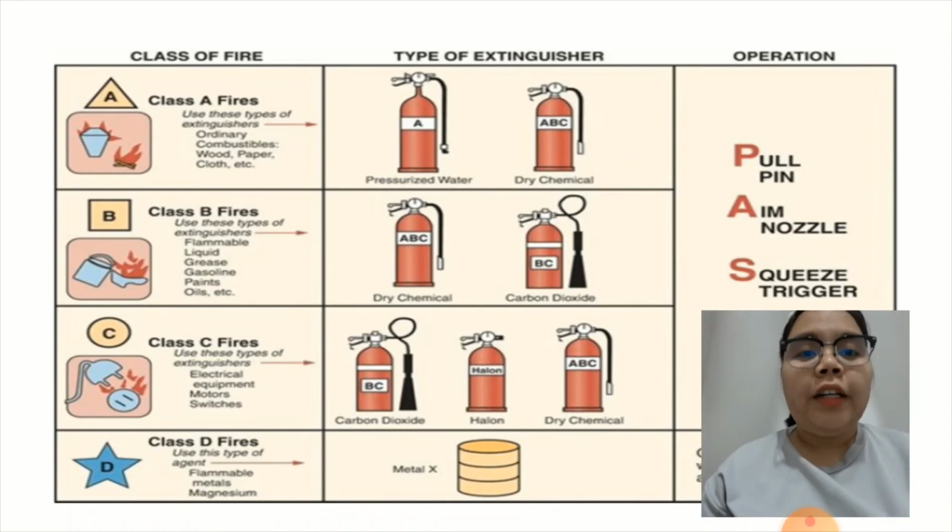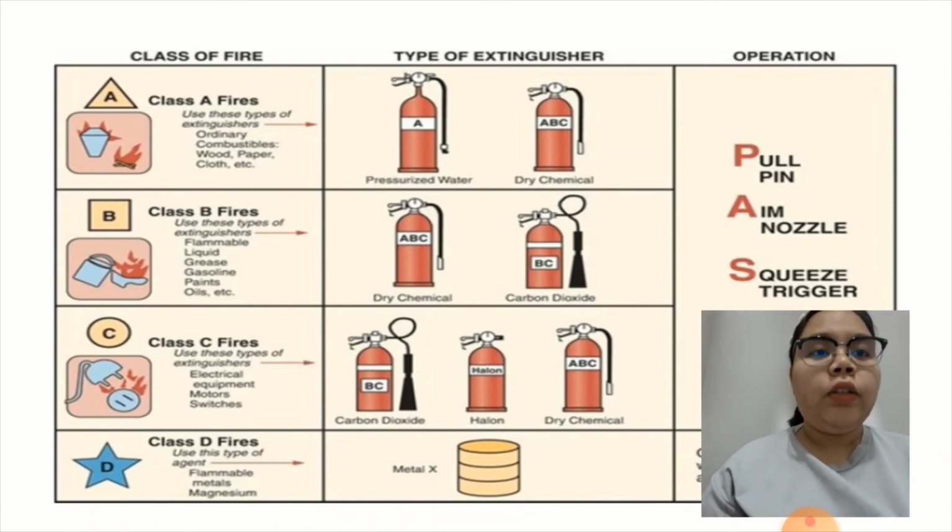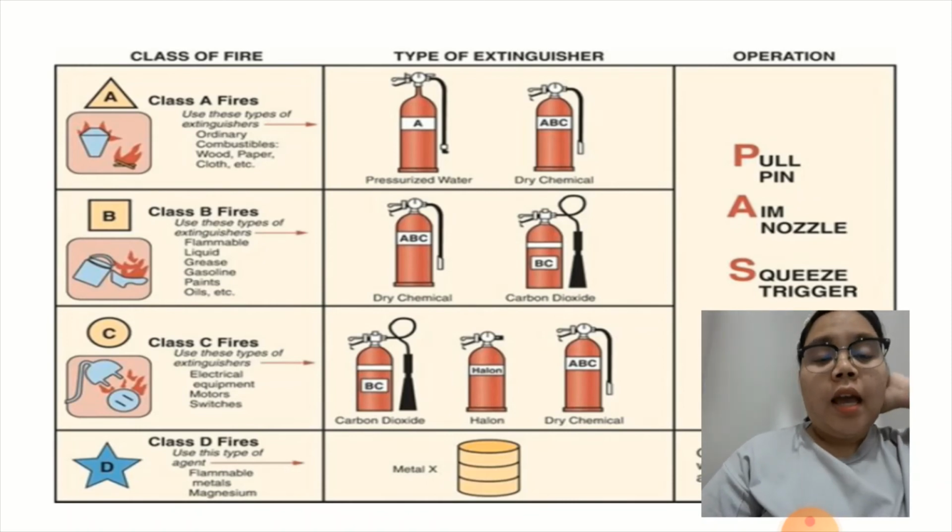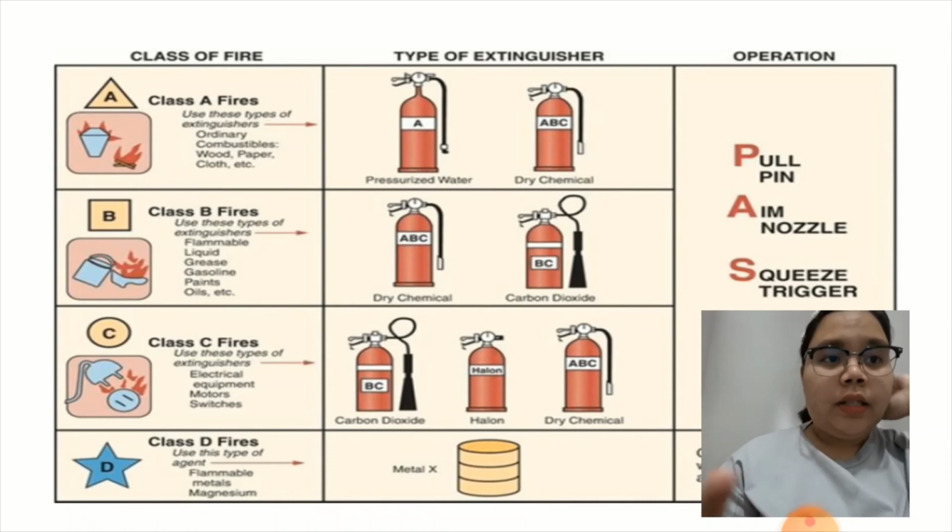For class B fires, such as flammable liquid, grease, gasoline, paints, and oils, the type of extinguisher that you will use is dry chemicals and carbon dioxide. For class C fires, electrical equipment, motor switches, the type of extinguisher that you will use is carbon dioxide, halon, and dry chemicals. And for class D fires, the agent to use is metal X.